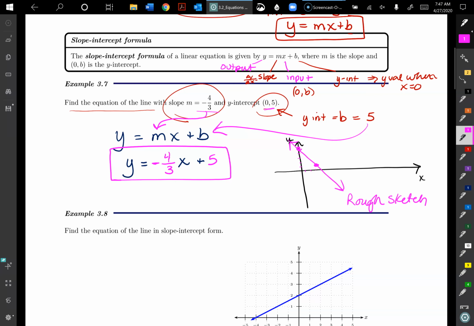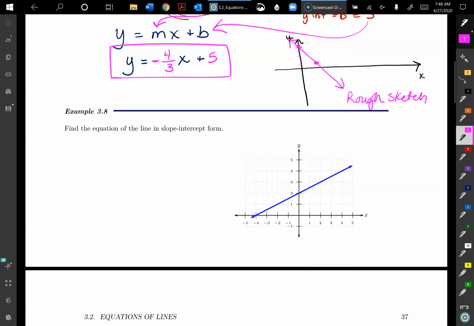So now we're going to go on to the next one and see if we can look at a graph and find the equation and write it in slope-intercept form. And after this one, I'm going to stop this video and do another part. I'm trying to keep them short to just a few examples, a couple or a few. Find the equation of the line in slope-intercept form.